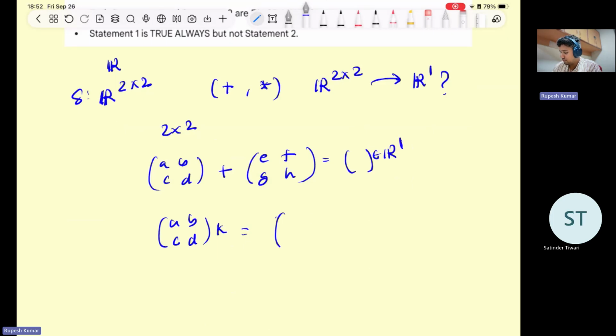The question is this. Does this belong to R1? No, right? Because it will be a matrix, and this will also be a matrix, right? Am I right? Yes, sir. Is this clear? Yes, sir. So these were the problems from week 8, right?